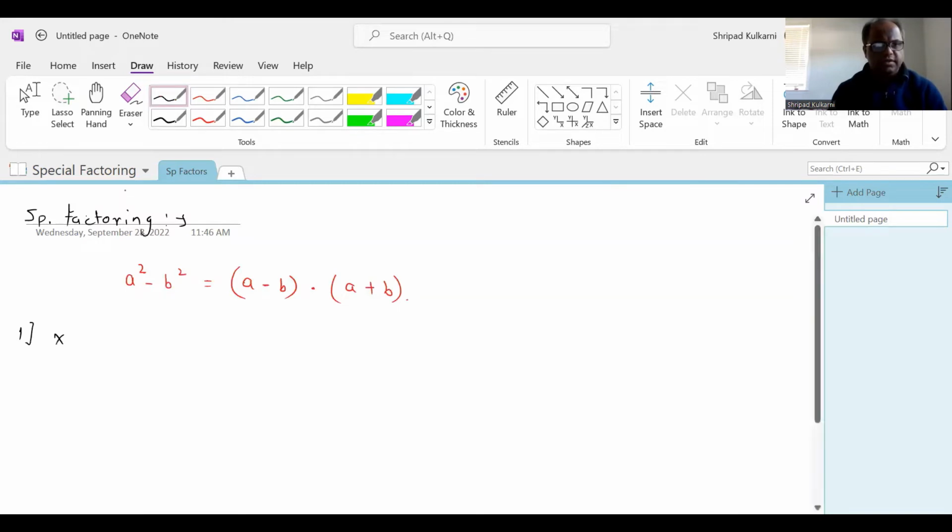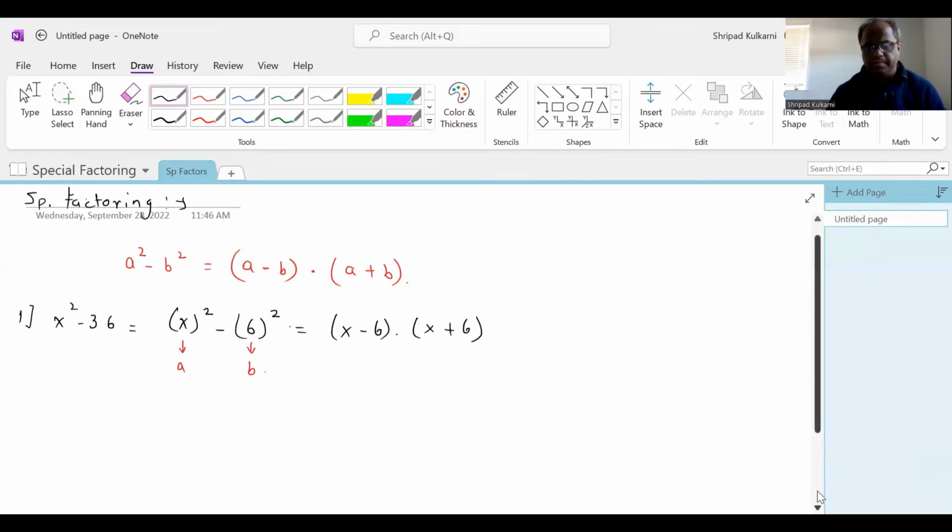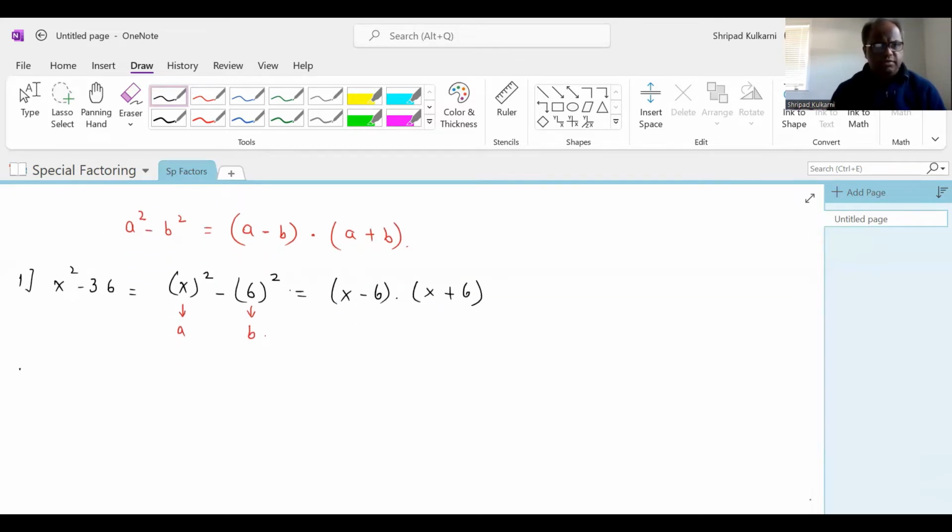So if I have x square minus 36, I can write x square minus 36 as x bracket square and 36 as 6 square. But if you see here, this is my A, and this is my B. So can I write this as x minus 6 and x plus 6? And that's it. This is done. Let's go ahead and use this logic in another example.